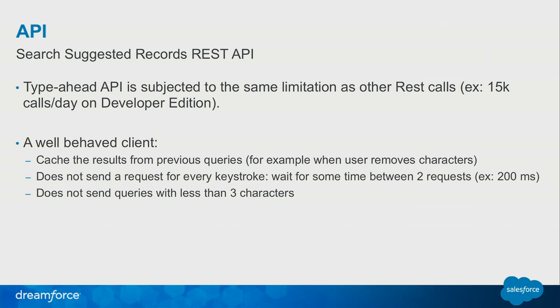So some advice for you as a client of this API. Although we have a specific SLA, you still need to follow a set of best practices. The first reason is that, of course, you don't want to overload the system. And the second one is that the type-ahead API requests are accounted for in the REST API call limit. On the developer edition, this limit is 15,000 calls per day, and it varies depending on your edition and your license. So what should a well-behaved client do?